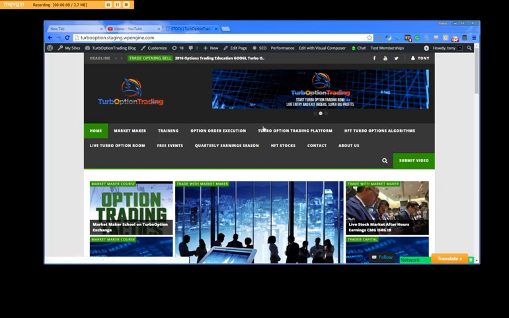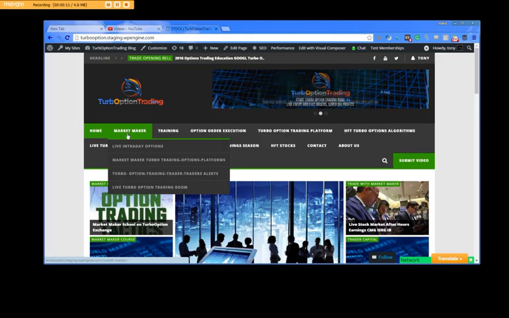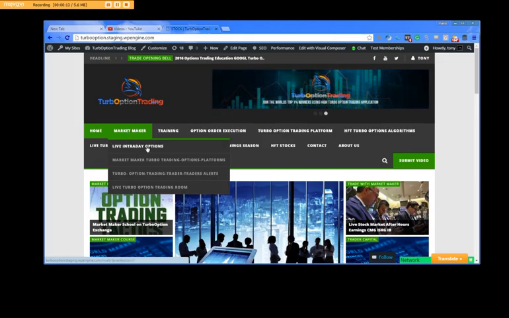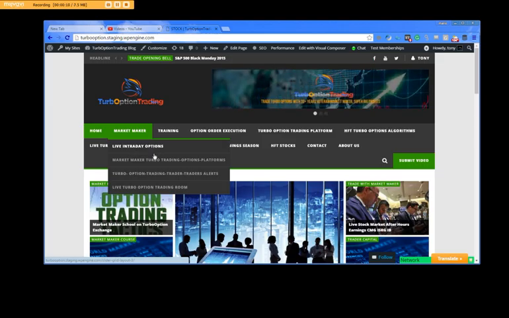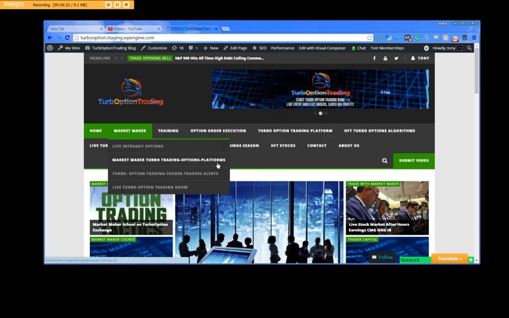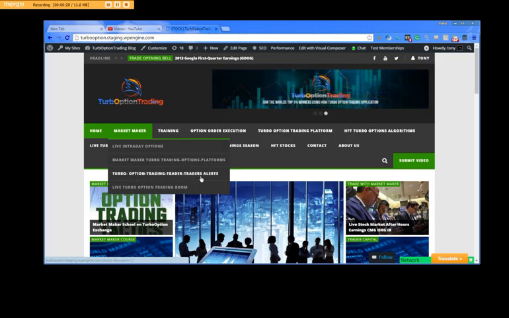And basically, I'm going to go to the Market Maker tab. We're going to have live intraday options. That means that you're going to get into the live trading room, and we're going to be giving the orders. Market Maker turbo trading options platforms. We do own our own platforms, and you will be able to see them when you're in the live trading room.